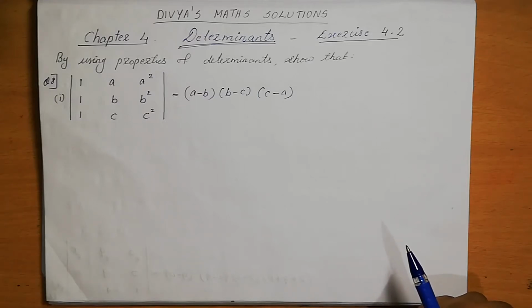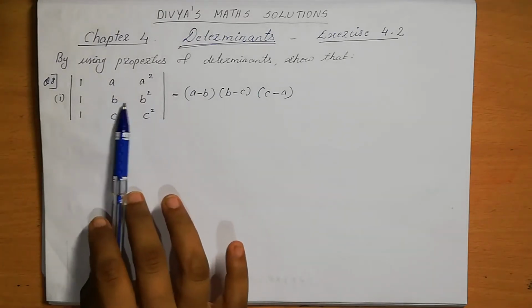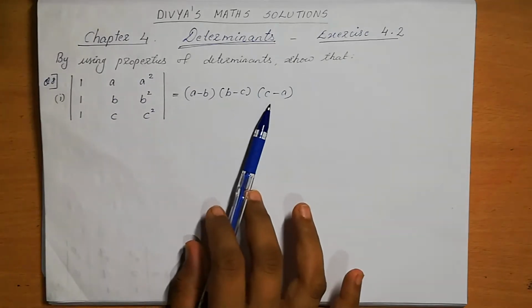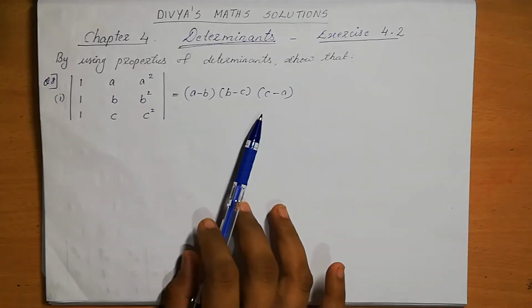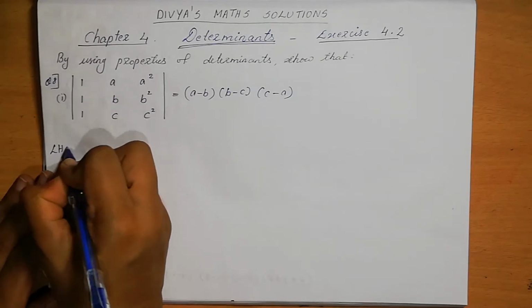Today we are going to discuss Chapter 4 Determinants Exercise 4.2. By using properties of determinant, show that the determinant with rows 1 1 1, a b c, a square b square c square equals (a minus b)(b minus c)(c minus a). So we need to show that the LHS equals the RHS, right? So first we can take the LHS.